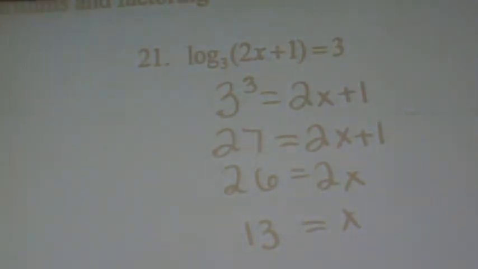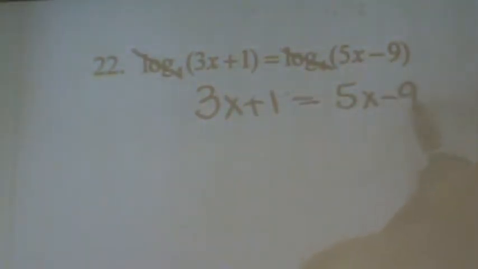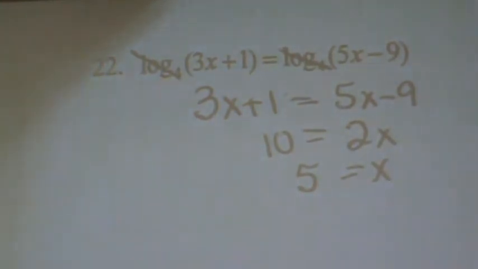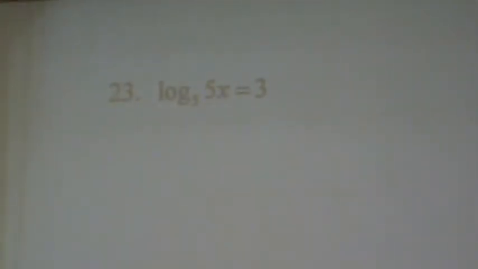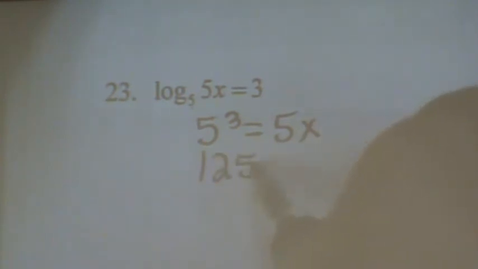Good? Okay. Now, this one is 1-to-1. Check this out, 1-to-1. See how you have a log base 4 here and a log base 4? You can cancel these out. And simply, 3x plus 1 equals 5x minus 9. Then do what? Subtract 3x, add 9, and what's x? 5. Number 23 is not 1-to-1. You have to rewrite it. 5 to the third power, which is, what's 5 to the third power? 125. And then divide by x is 25.